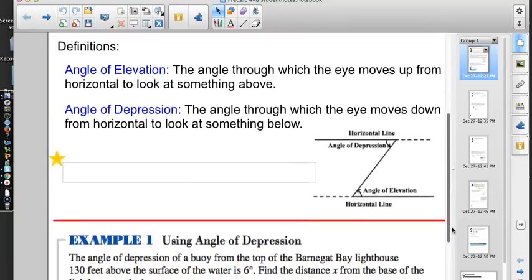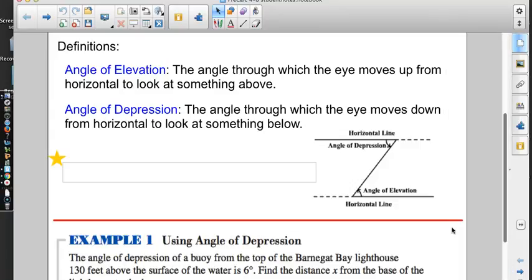So definitions, in case we've forgotten from geometry. Angles of elevation, the angle through which the eye moves up from the horizontal to look at something above. You're standing there, you hear the sound of a helicopter, and you look up. That's going to be your angle of elevation from straight ahead on up. Angle of depression, the angle through which the eye moves down from horizontal to look at something below.